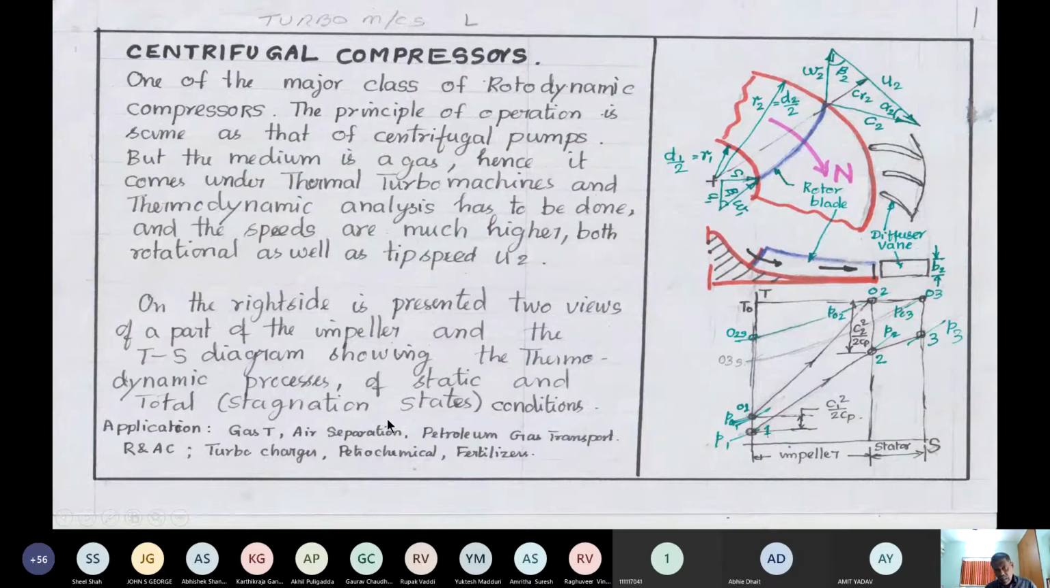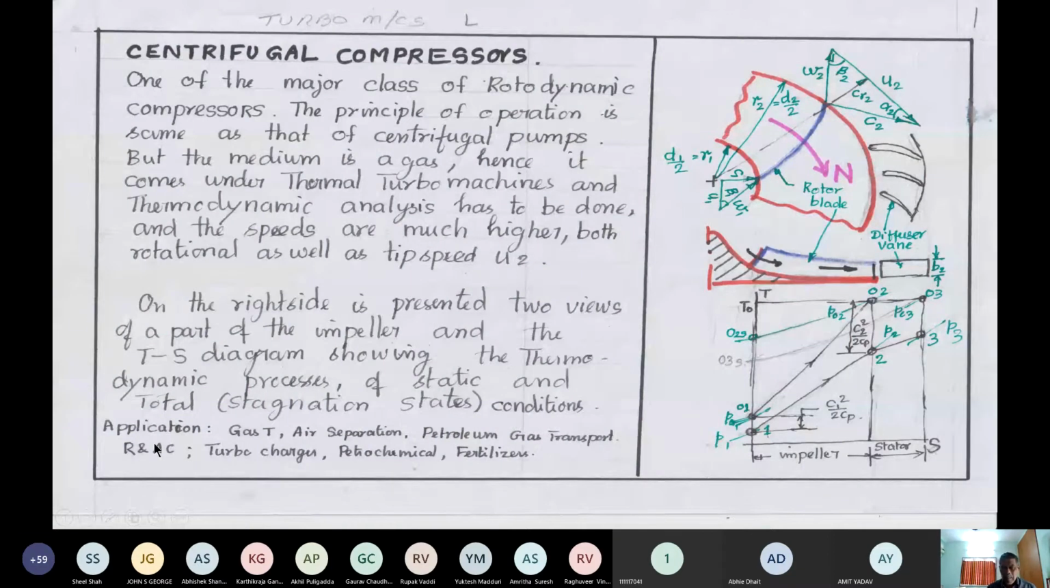Then air separation: air has to be compressed, then heat is removed, then it is liquefied, and you separate that liquid air into liquid nitrogen, liquid oxygen, and maybe a little bit of argon and other products. There could be huge plants for which it will be used. Then petroleum gas transport: over thousands of kilometers, petroleum gases, natural gas, and other gases are compressed and transported. So there also you require large compressors, with large pressures and volume flow rates.